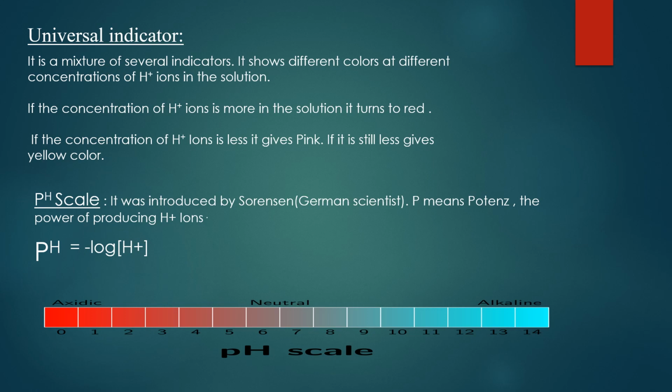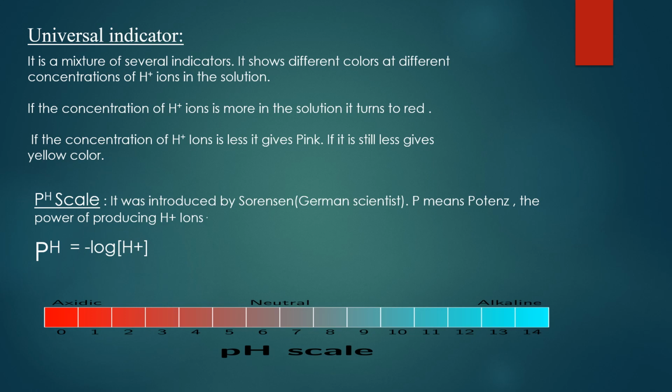From 0 to 6, the solutions are considered as acids. Observe the colors also. Here it is thick red. For a strong acid, it is thick red, and the pH of a strong acid is 0. Next one: 1, 2, 3, 4, 5, 6. So the solutions whose pH is between 0 and 6 are considered as acids.